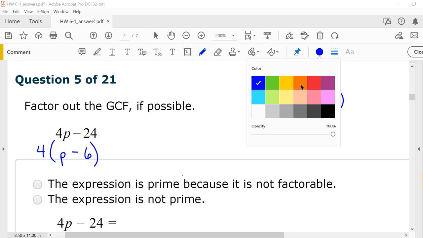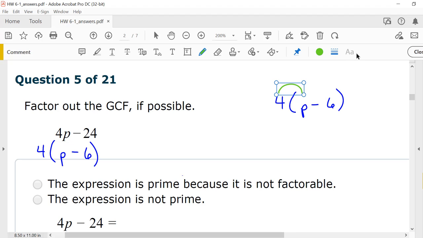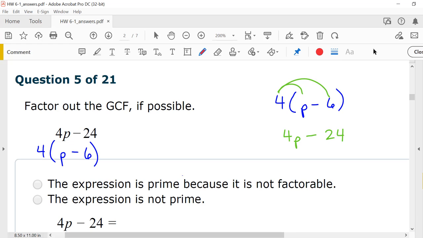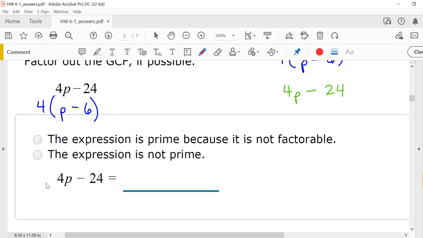Now I can check this by distributing, that's 4p minus 24. That's just a little mental check that I do. The answer, factor out the GCF. The GCF is 4. It is not prime. And in fact, it equals 4 times p minus 6. I pulled out the GCF.